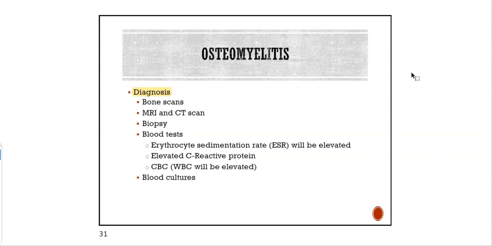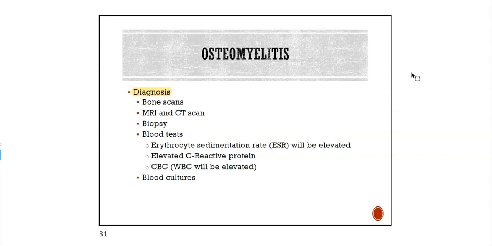A CBC can be ordered. On a CBC, you may see an elevation of WBC. Although generally speaking, WBC is up in the presence of an infection, you may have some patients who are immunocompromised whose WBC may be within normal, or if the infection has been going on for such a long time, right? At one point, your body's going to have a hard time trying to keep up with the demand. So you may even see a decrease in WBC in severe infections.